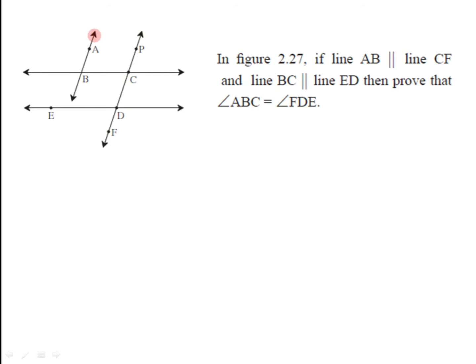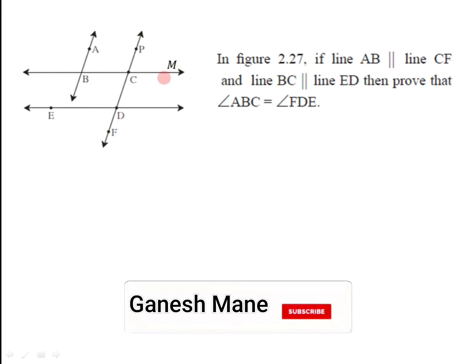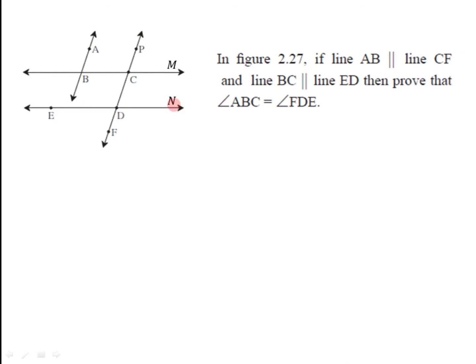If we observe the diagram, we have angle ABC and angle FDE. We have to show that these two angles are congruent. Now to prove this, we need two more points on these given lines. Let us have another point on line BC, let that point be M, and another point on line ED, let it be N. By having these two points, we are going to start the proof with the given.